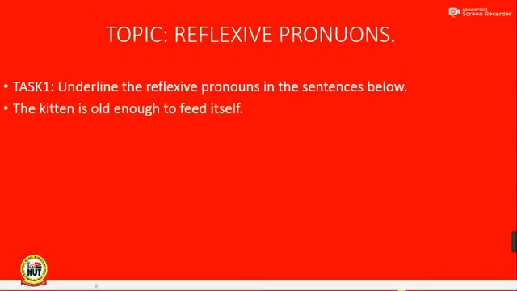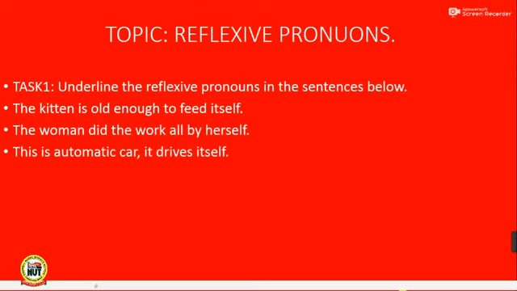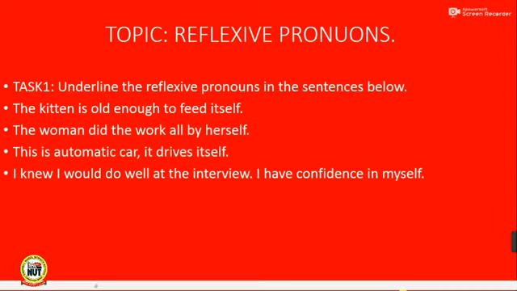Now, let's see what we have. The kitten is old enough to feed itself. The woman did the work all by herself. This is an automatic car. It drives itself. I knew I would do well at the interview. I have confidence in myself. Don't forget, it's about reflexive pronouns, and you know what pronouns are.